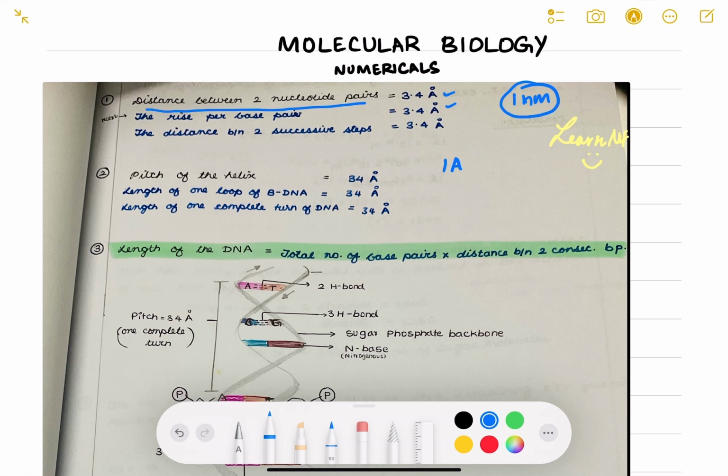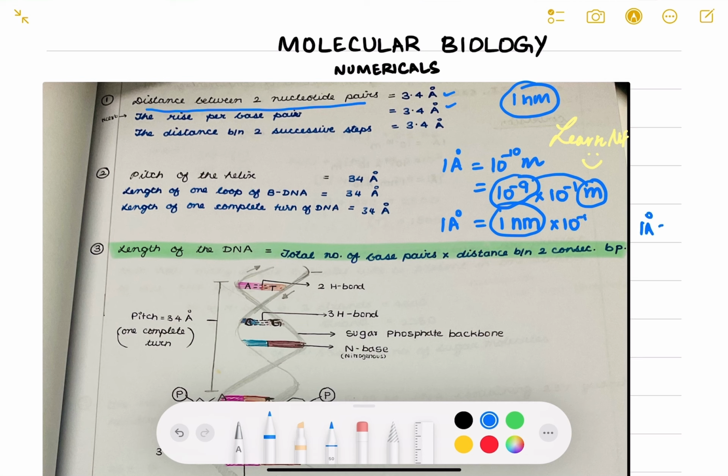So we all know that 1 angstrom is equal to 10 to the power minus 10 meters, which you can write as 10 to the power minus 9 into 10 to the power minus 1 meter. Now, you know that 10 to the power minus 9 meter is equal to 1 nanometer. So basically 1 angstrom is equal to 10 to the power minus 1 nanometer. With this idea, you can convert any measurement which is given in angstrom into nanometers.